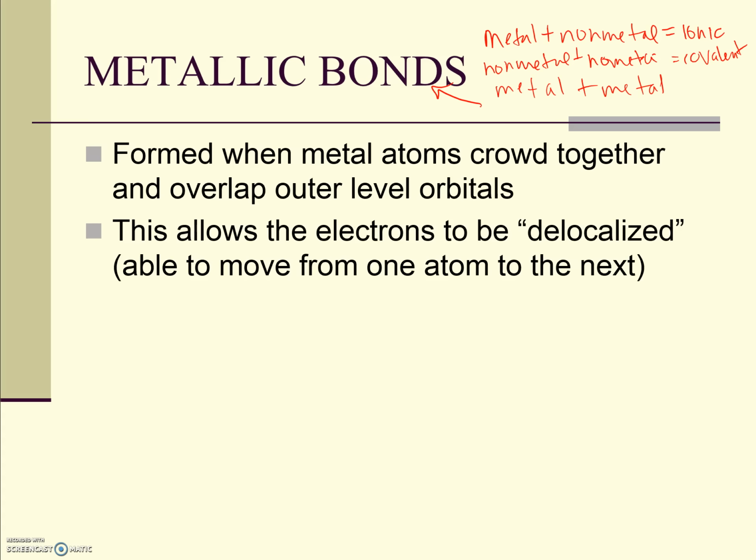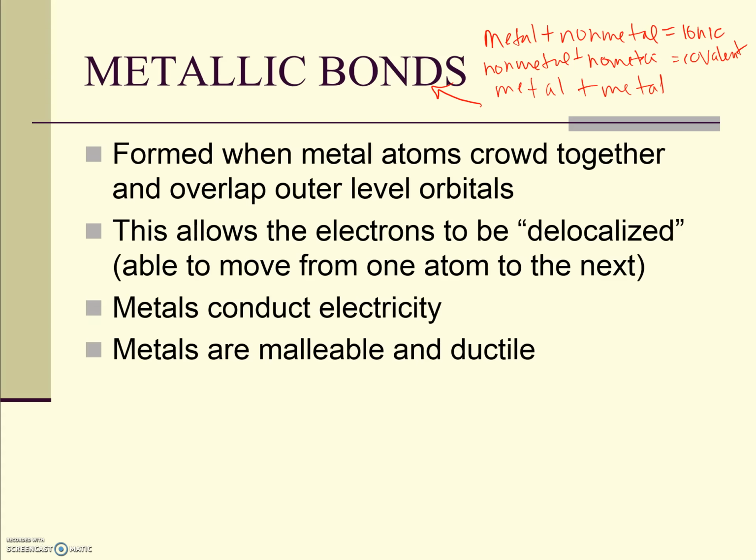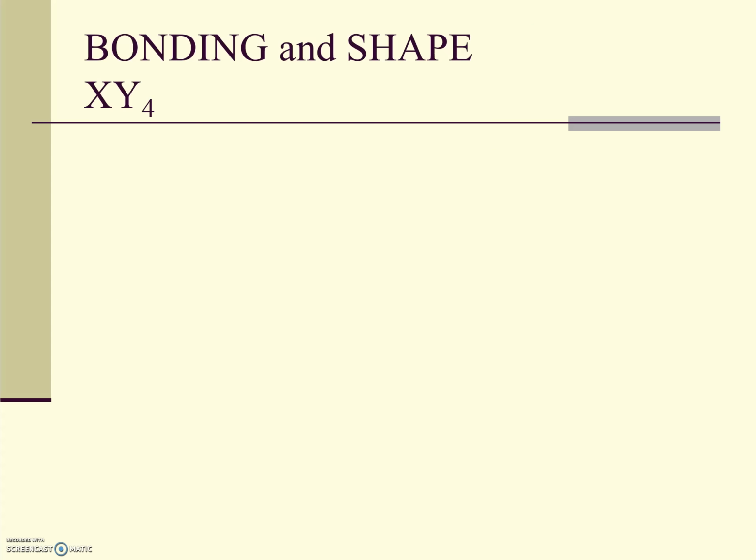This allows electrons to be delocalized, which means they can move from one to another. That's good because metals conduct electricity, and that's why, because those electrons can move. Metals are malleable, which means we can hammer them into thin sheets, and ductile, which means we can draw them into wires. They are insoluble, which means they do not dissolve.